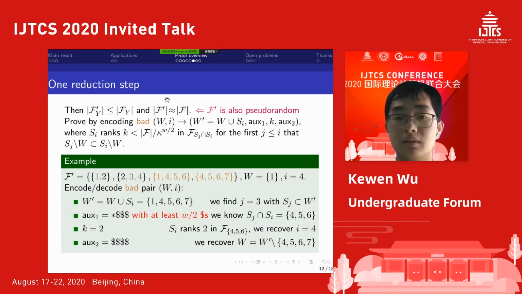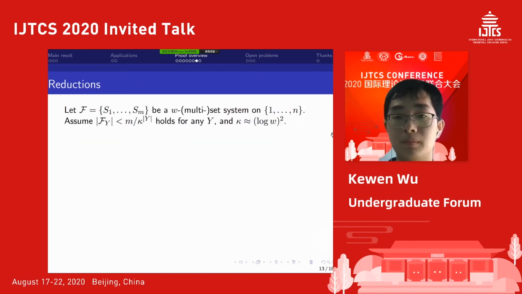The proof that the size of F prime is kind of the same as the size of F is by a counting argument, because we can bound the number of bad pairs by the number of possibilities of the right-hand side, the encoded message. And with this counting lemma, we prove that F prime is also pseudorandom. So now we have this one-step reduction. We need to do the multi-step reduction.